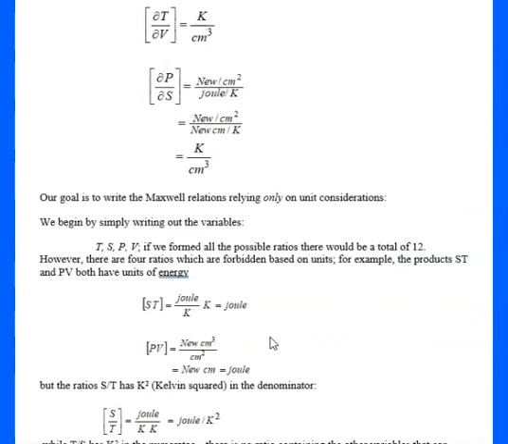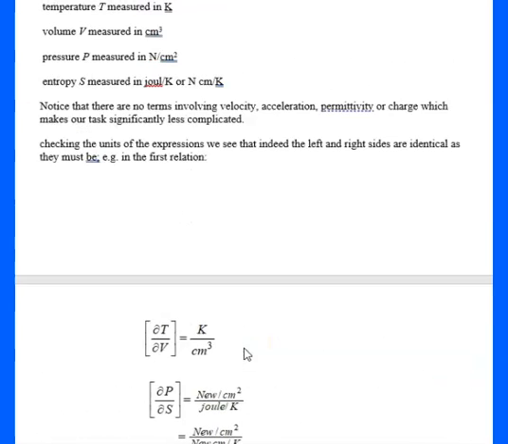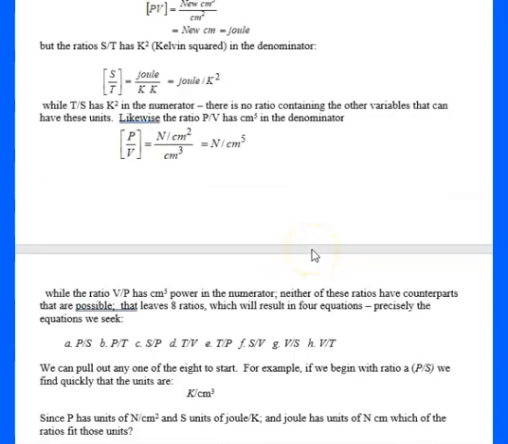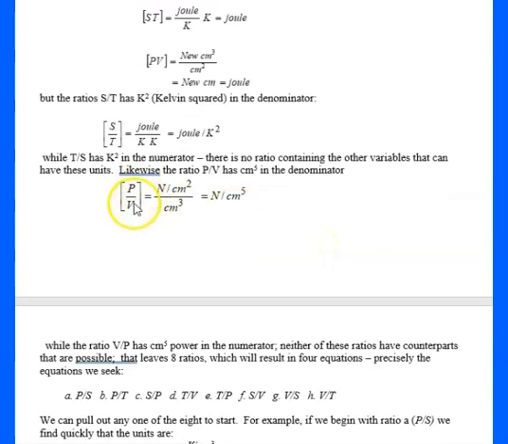So the point is that I cannot have an S over T, nor can I have a T over S, nor can I have a P divided by V. There are no P's divided by V's in any of the four of the relationships, because a P over V would be newtons divided by centimeters to the fifth. And there's no way that I can have a combination of S and T which will give me newtons per centimeter to the fifth power. In fact, I'd have to have a Kelvin. So there can be no S over T, no T over S, no P over V, no V over P.